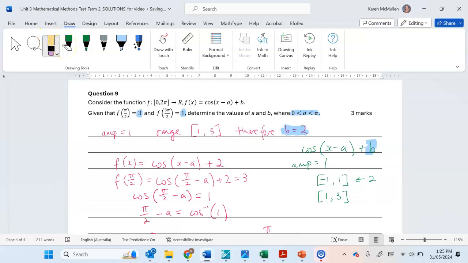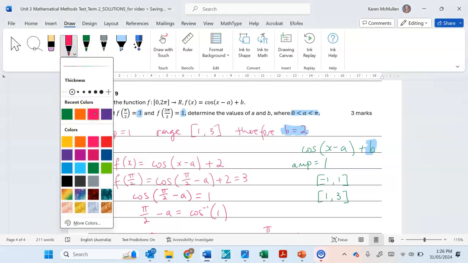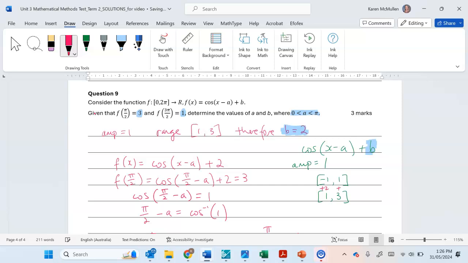All right, so if we're going from a range of -1 to 1 to 1, 3, basically all I've done is added 2. All right, there's been no dilation factor because our amplitude is 1. So it's only been shifted up by 2. So that's how we get a B value of 2. B equals 2.